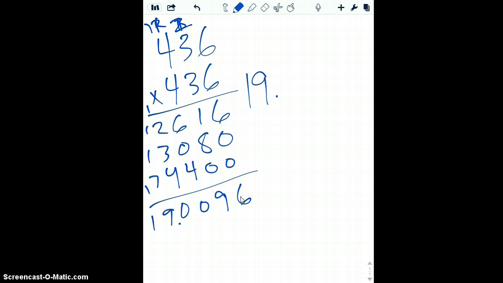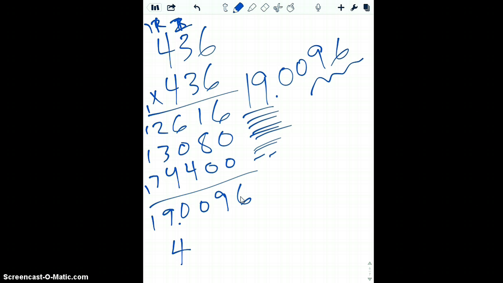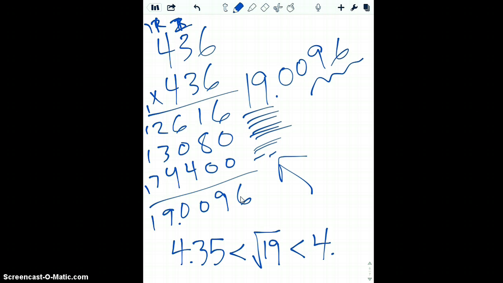Okay, exciting moment in math world here. I got that 19 to come out. You might say, well, now we're a little bit over. Well, yeah, so that means, okay, now we know that 4.35 was a little bit too low. So it was a little less than what we know the square root of 19 should be. Yet we know the square root of 19 is a little less than what we just did up here, 4.36.